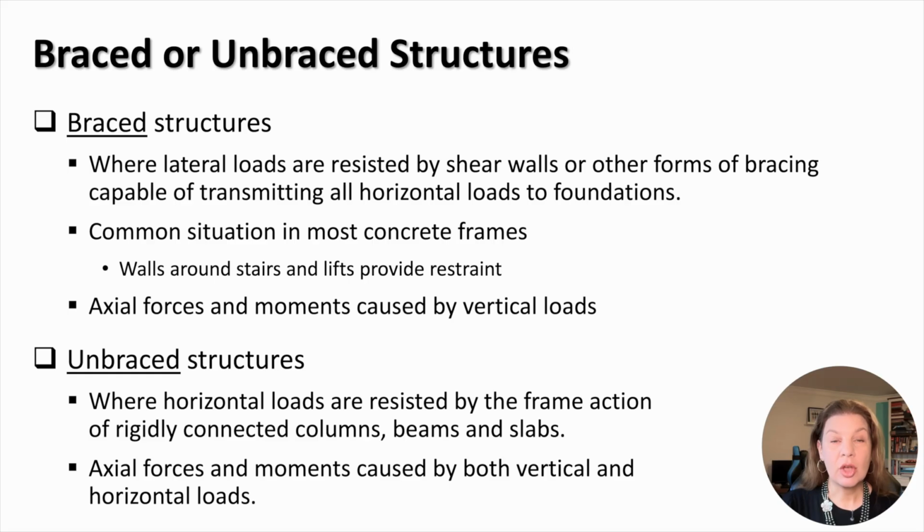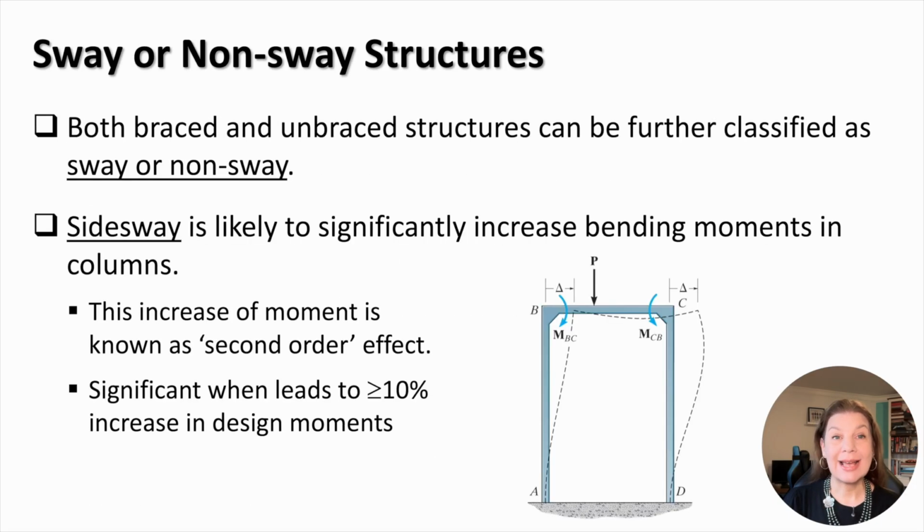In unbraced structures, horizontal loads are resisted by the frame action of rigidly connected columns, beams, and slabs. Axial forces and moments are caused in this case by both vertical and horizontal loads. Both braced and unbraced structures can be further classified as sway or non-sway. The analysis of non-sway structures is based on the undeformed structural geometry, while structural deformation must be considered in sway structures. Side sway is likely to significantly increase bending moments in columns.